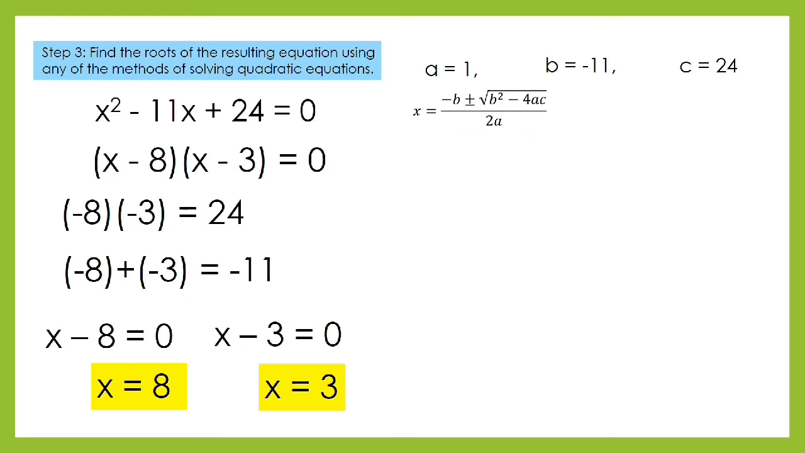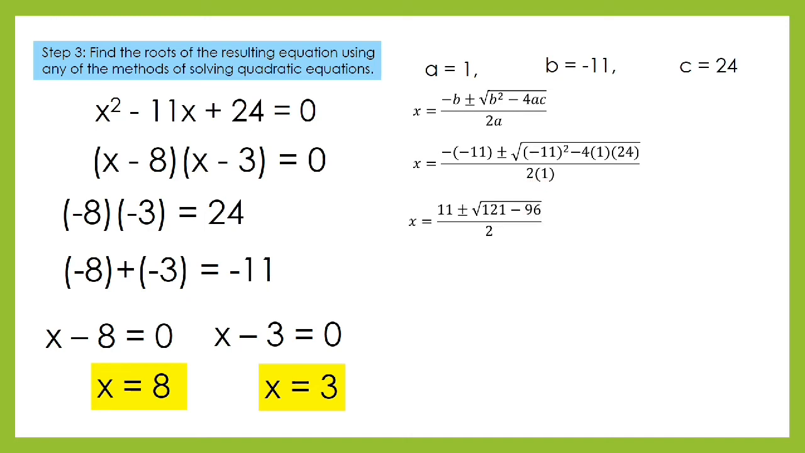This is our quadratic formula. So, negative B, our B is negative 11, plus minus square root of B square. B is negative 11 square, minus 4 times AC. Minus 4, our A is 1, C is 24. All over 2A. 2 times A is 1.